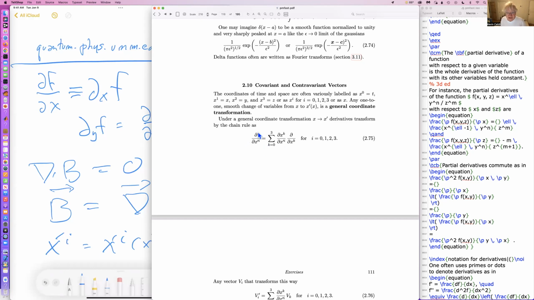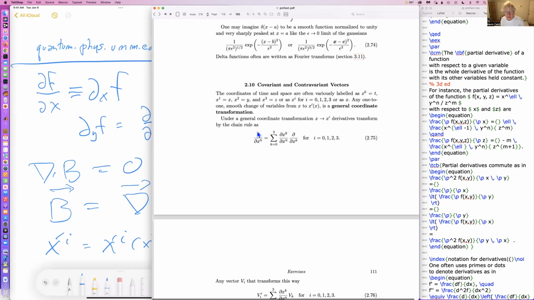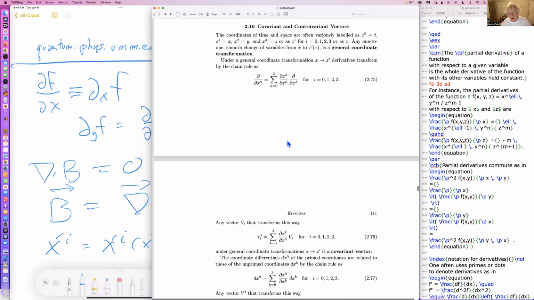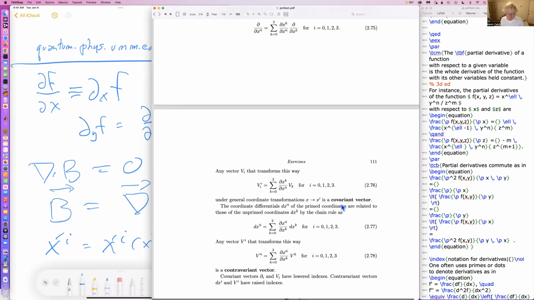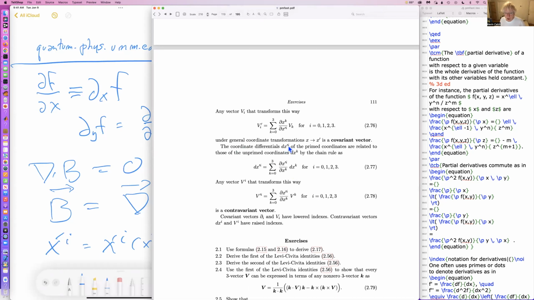The idea then is that the derivative with respect to x prime i is the partial with respect to xk times the partial of xk with respect to x prime i. That's just the chain rule. And that's how derivatives transform. And any vector that transforms like a derivative is said to be a covariant vector. On the other hand, the coordinate differentials dx prime i is partial x prime i partial xk times dxk, and any vector that transforms this way is called a contravariant vector.